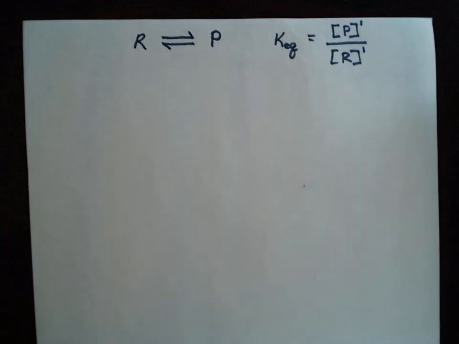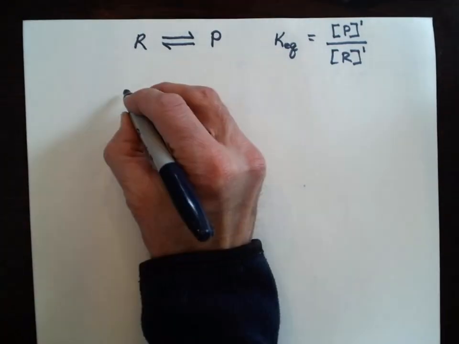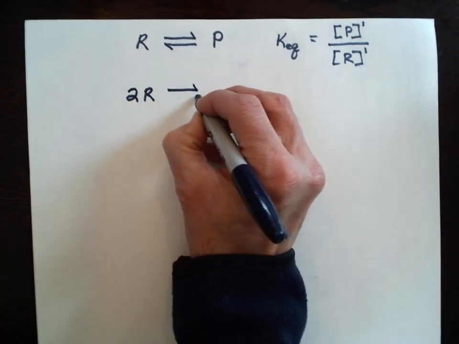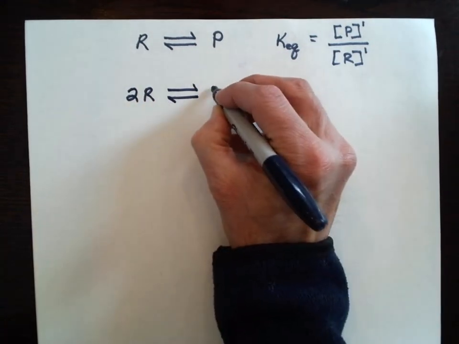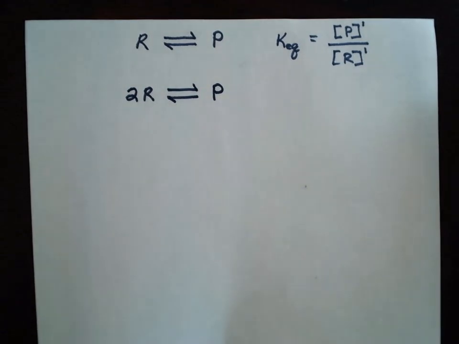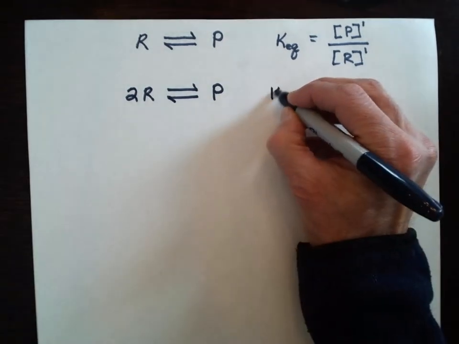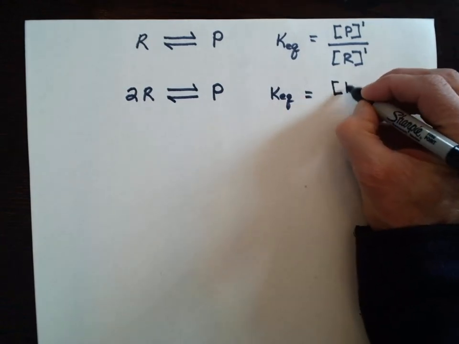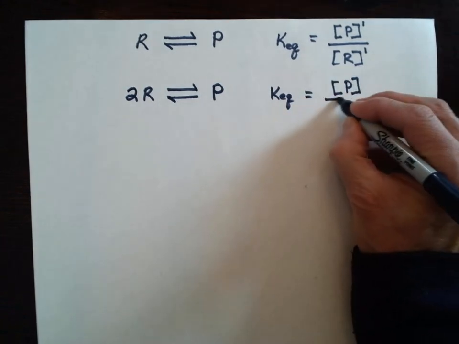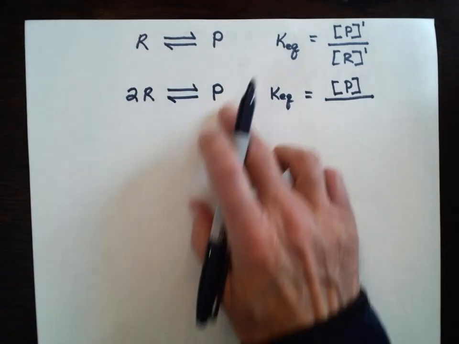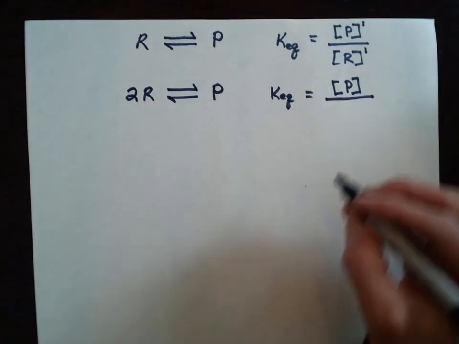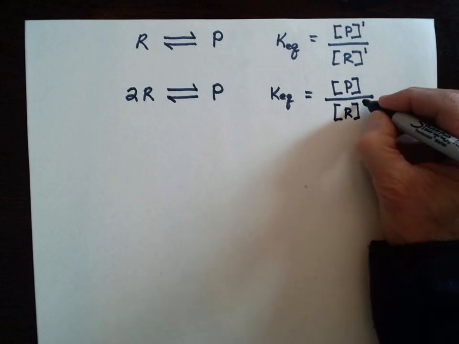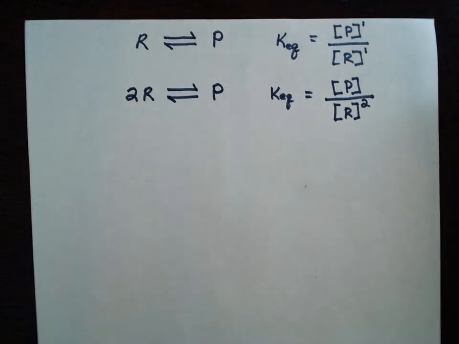Now let's say we had a different chemical equation. In this case, we'll say we have 2 reactant molecules reacting to combine and form 1 product molecule. If that was the case, the equilibrium constant expression for this reaction would look like the following. The concentration of the product molecule in the numerator raised to its stoichiometric power, which is 1. I'm just not going to put the 1 in there. And then we'll divide that by the concentration of the reactant molecules raised to its stoichiometric power.